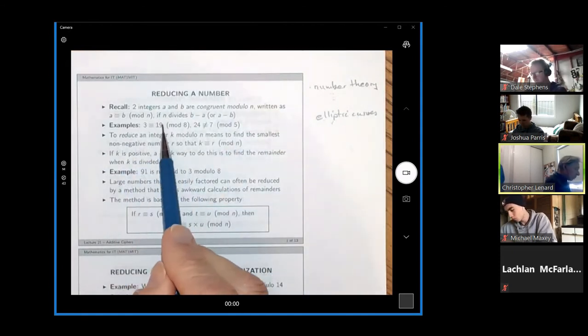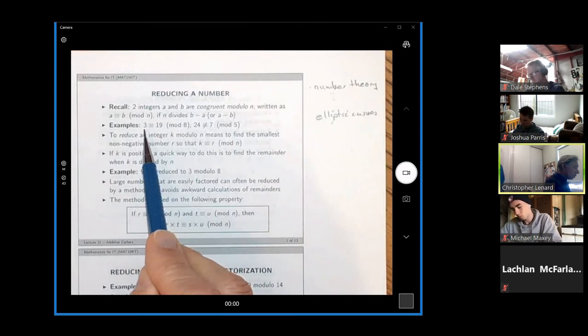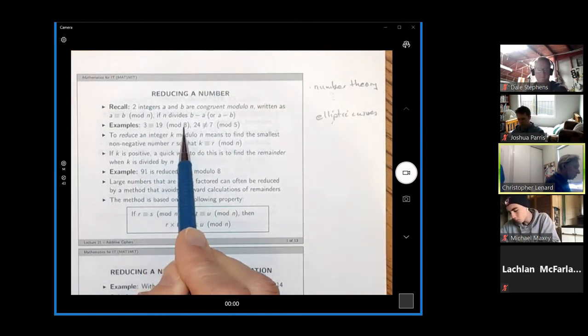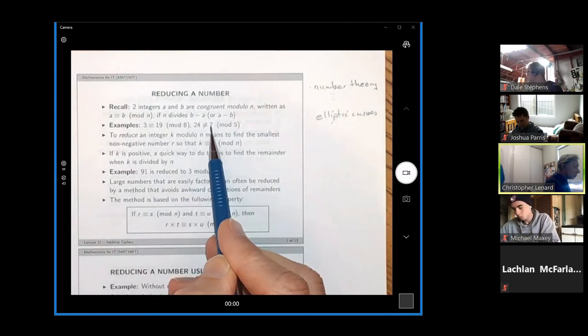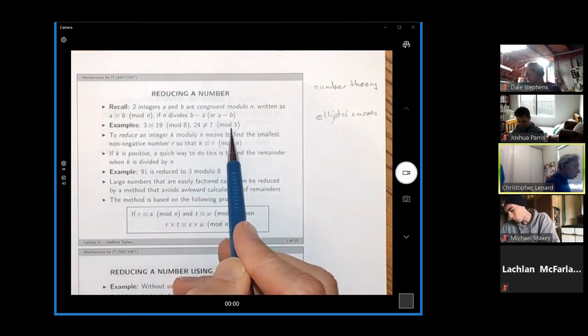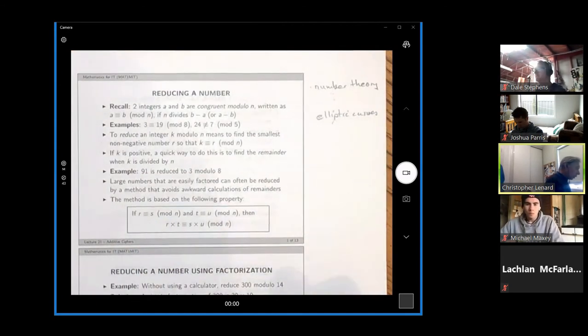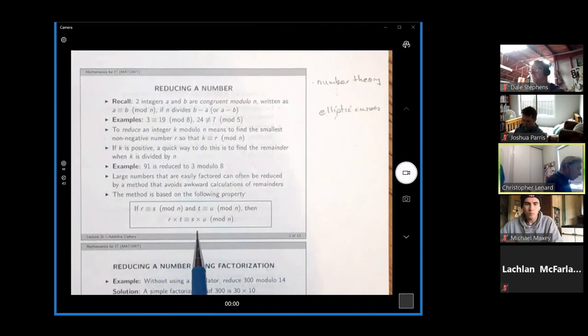So just to recap, 19 is congruent to 3 mod 8. Why? Because the difference is 16. 19 minus 3 is 16, which is 2 times 8, so a multiple of 8. 24 minus 7 is 17, and 17 is not a multiple of 5, so they're not congruent. So 91 is reduced to 3 modulo 8.